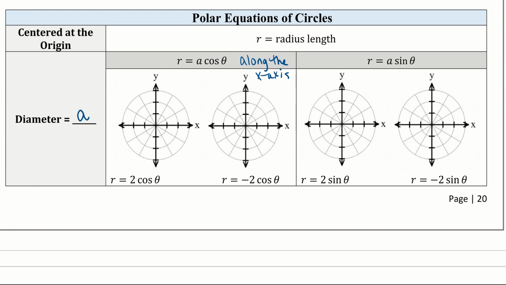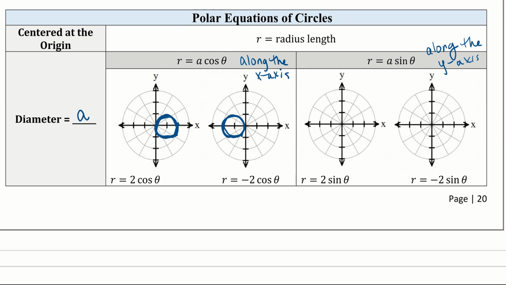R equals a sine of theta will be another circle, but this would be along the y-axis. It's symmetrical along these axes. And if a is positive, we are on the positive side of the x-axis. So diameter's 2. I'll just do it at my best effort. Evidently, that's my best effort to draw a circle there with a diameter of 2. If r is negative 2, that would be a circle on the negative side of the x-axis with a diameter of 2.